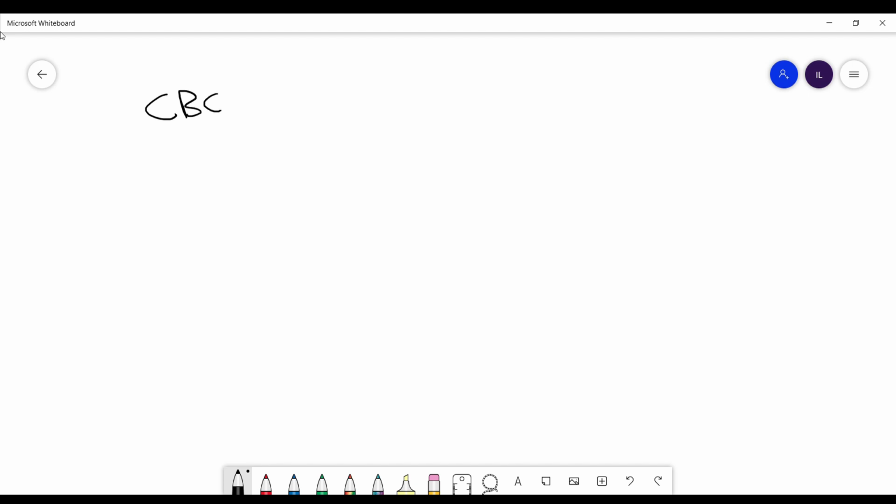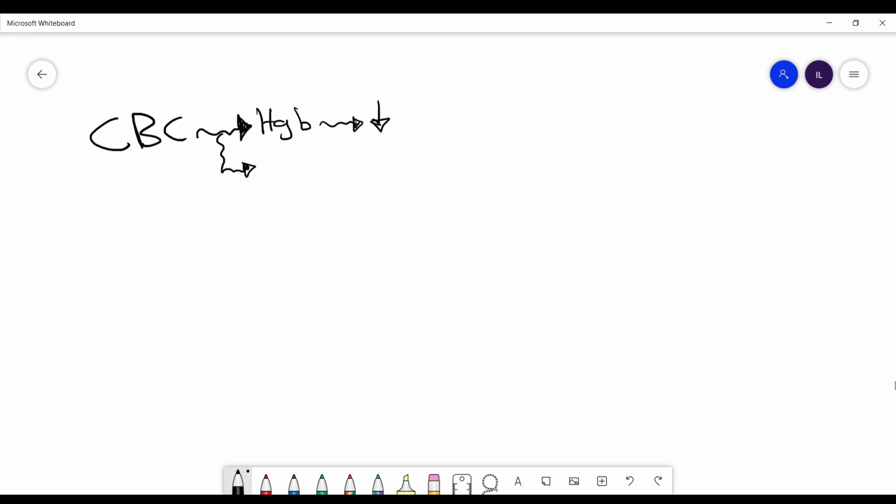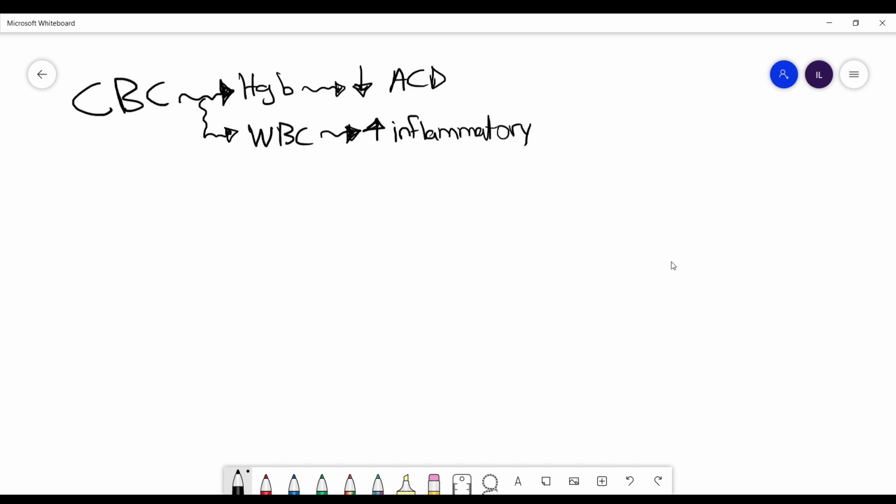So first, we'll start with the CBC. CBC, two important things we have to check in rheumatologic disease. First is the hemoglobin, which we are looking for anemia of chronic disease. Hemoglobin will be low, usually normocytic anemia in 80% of people with anemia of chronic disease. Only 20% will have microcytic anemia. The other one is white count. Obviously, it's going to be elevated because we have an inflammatory response already.